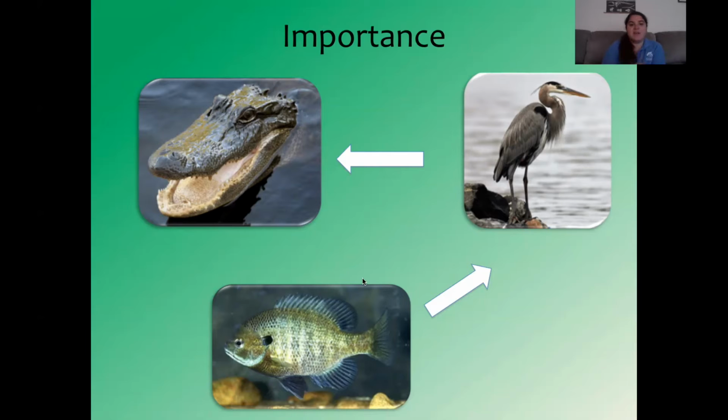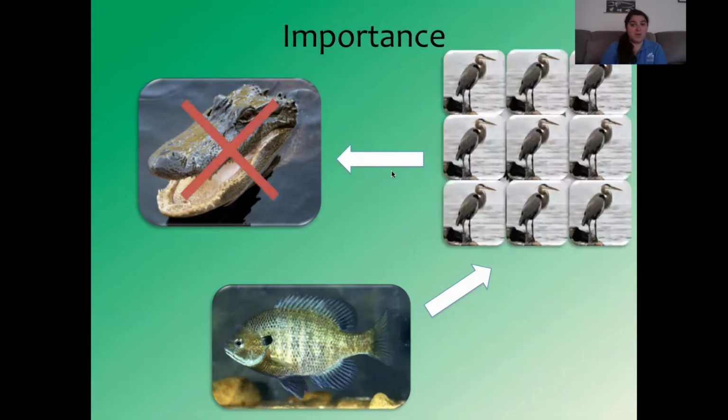So let's say we take away alligators from this food chain. All the alligators are gone from this ecosystem. So you might think, oh, that's great. There's no alligators now, so our birds can flourish. There can be a lot of birds, which would be true. There would be a lot more birds.